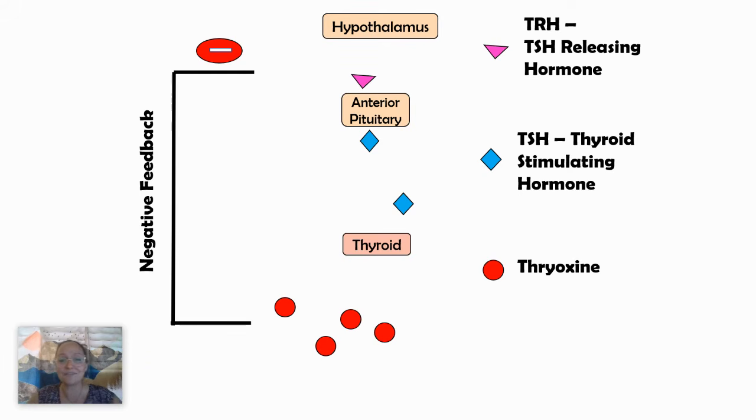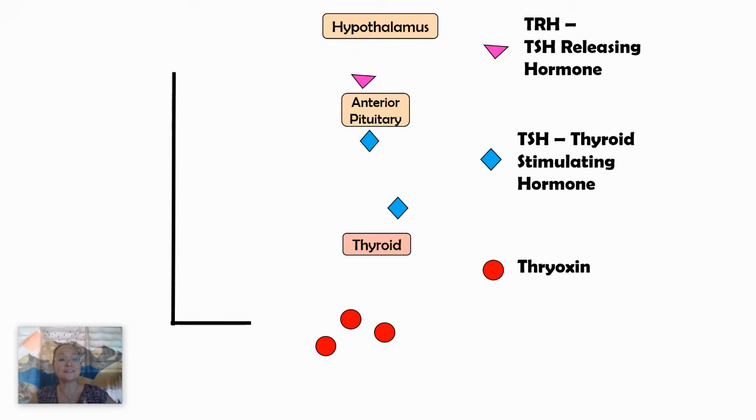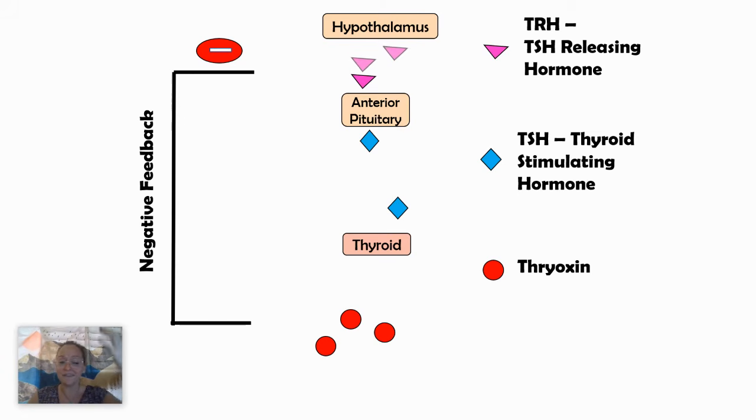However, if these levels get too low, then the hypothalamus will increase the amount of TRH, which tells the anterior pituitary to increase its TSH, which tells the thyroid to increase its thyroxine. So they're always detecting different levels and feeding back to alter how much TRH or TSH are being produced to keep that amount of thyroxine hormone balanced.